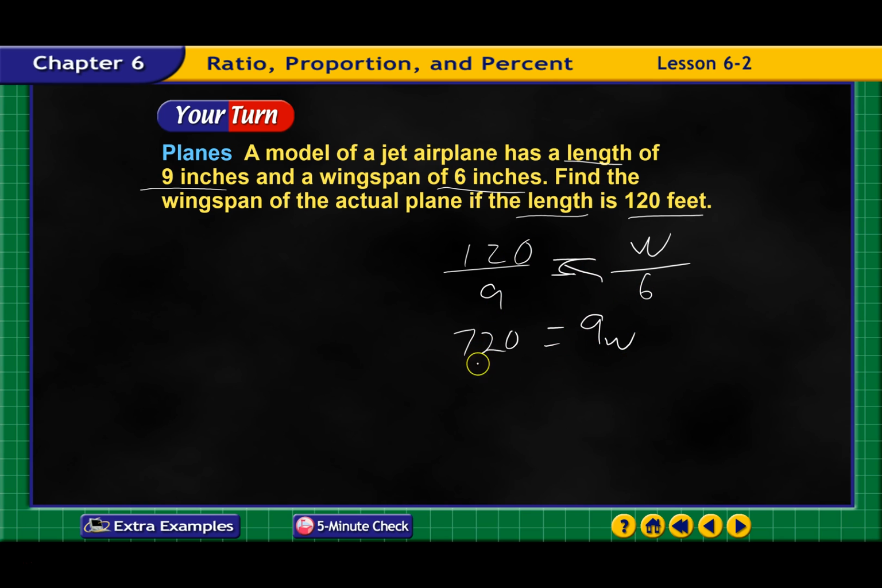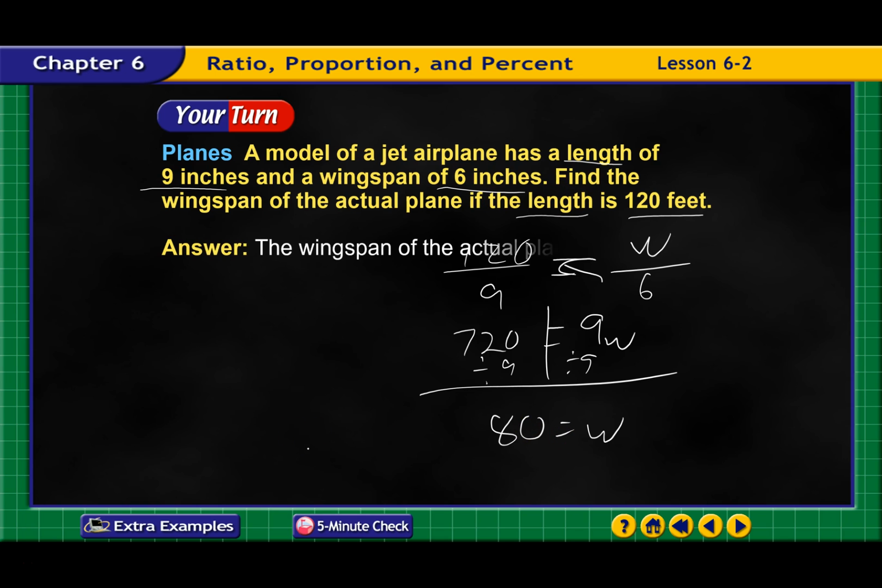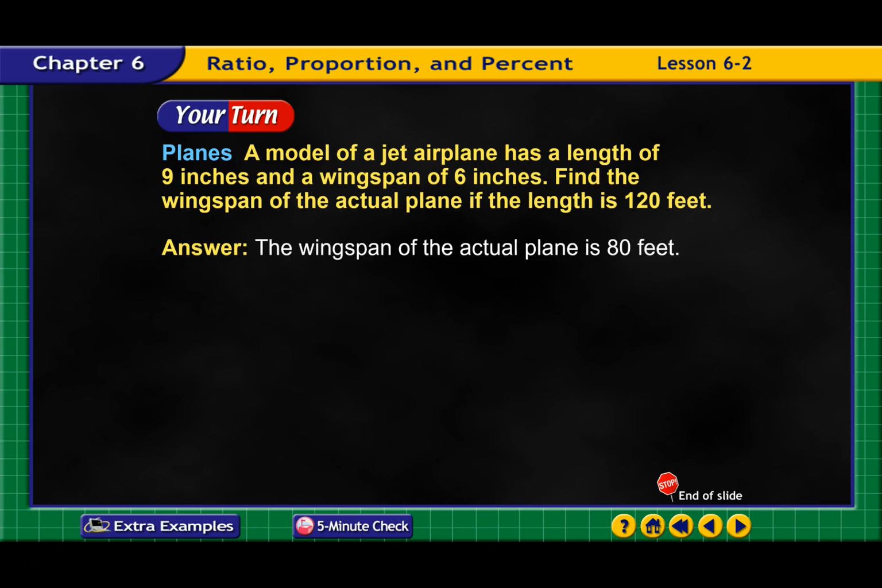So 120 times 6 equals 720. And divide by 9, divide by 9. Put that in there. Comes out to 80 equals W. So it looks like the actual wingspan would be 80 feet.